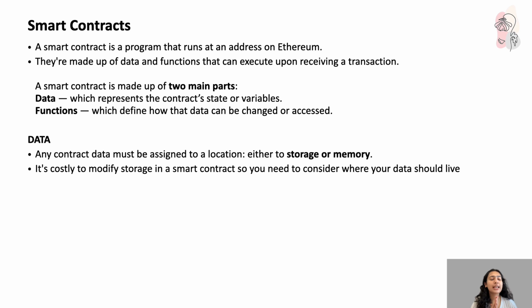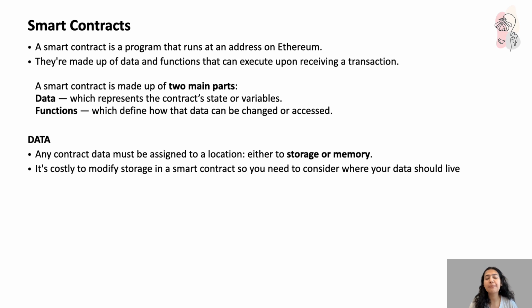So when you store data now, any contract data must be assigned to a location. That location can either be in your storage or in your memory, right? Now, if it is in storage, it is permanent. Anything in storage is permanent, and modifying a variable in the storage is comparatively very hard because it is in the blockchain, right?